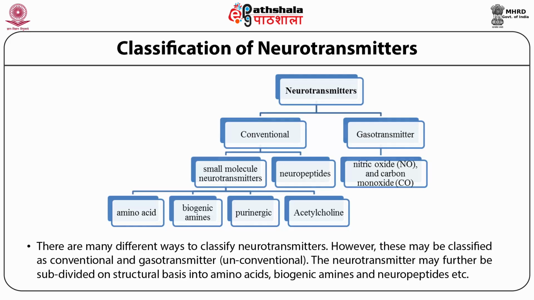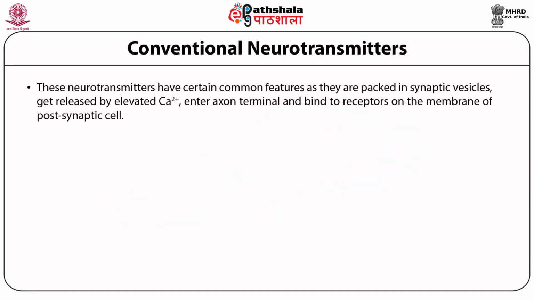the acetylcholine. Conventional neurotransmitters have certain common features as they are packed in synaptic vesicles, get released by elevated calcium ions that enter the axon terminal, and they can bind to the receptors on the membrane of postsynaptic cells.